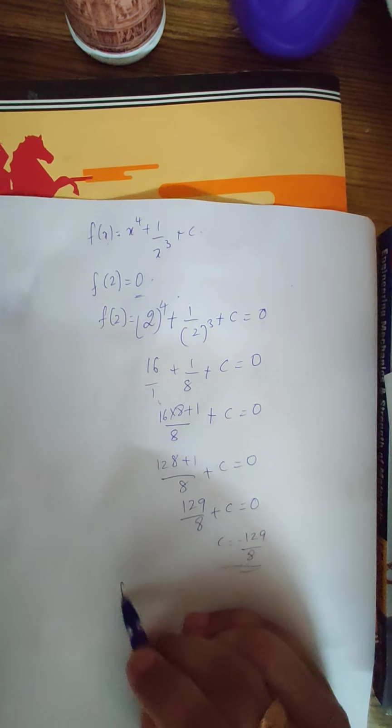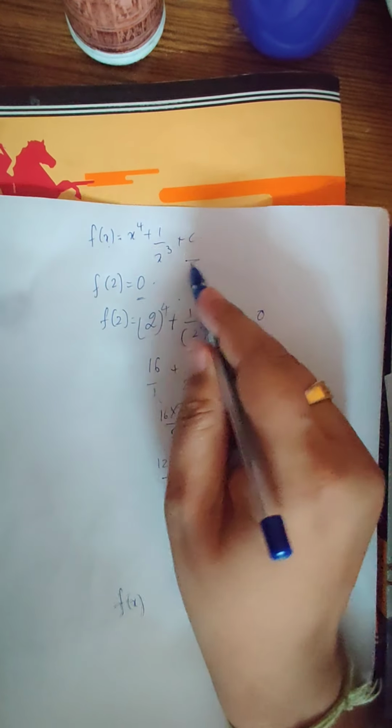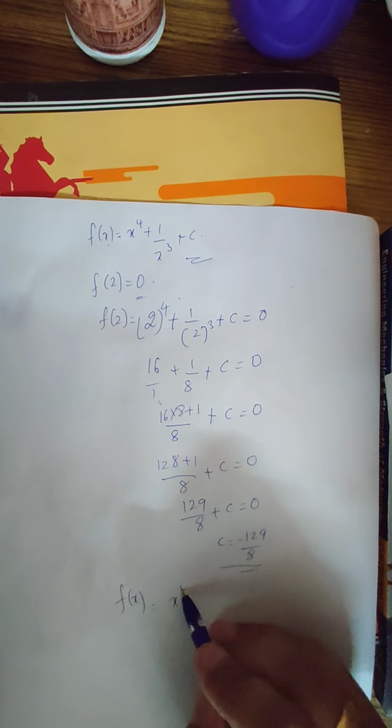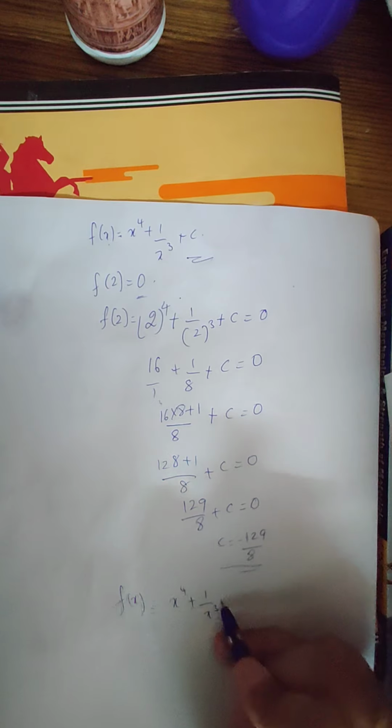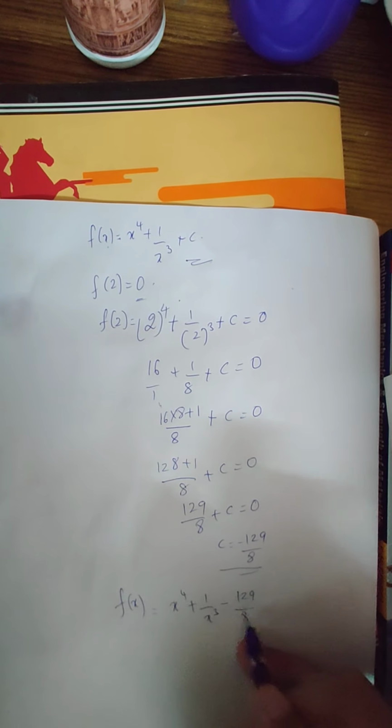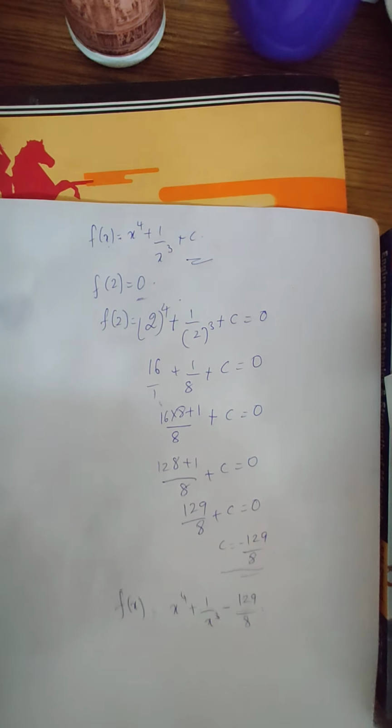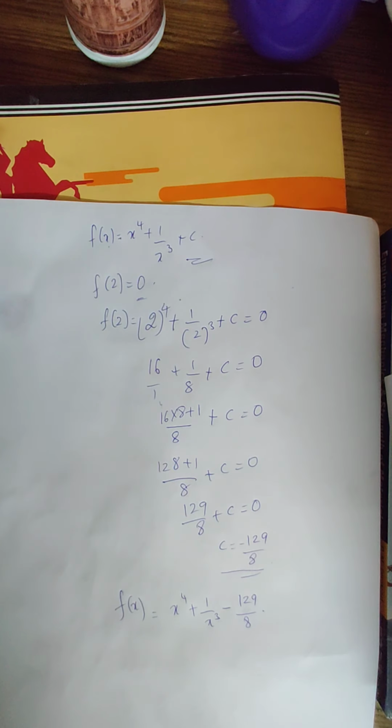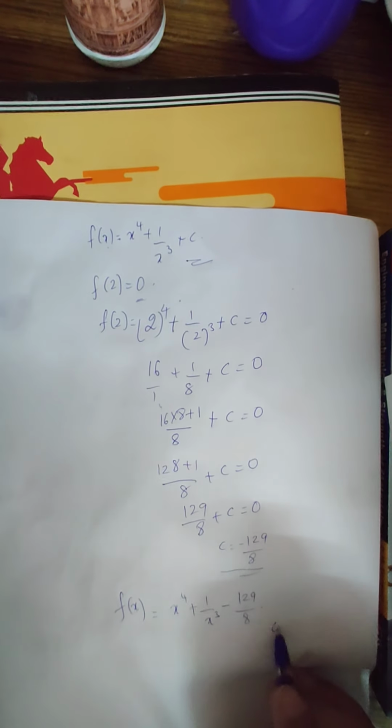So when you substitute back in the given equation, f of x equals x power 4 plus 1 by x cube minus 129 by 8 is the required function according to the situation. So which option has the right answer, students? The right answer is option A. It matches.